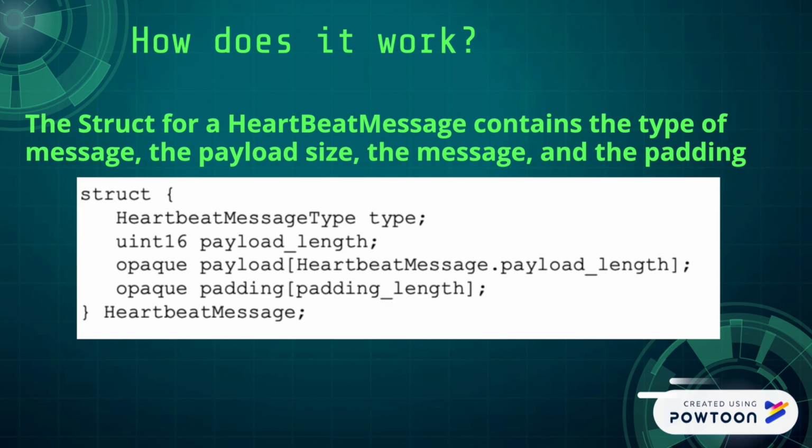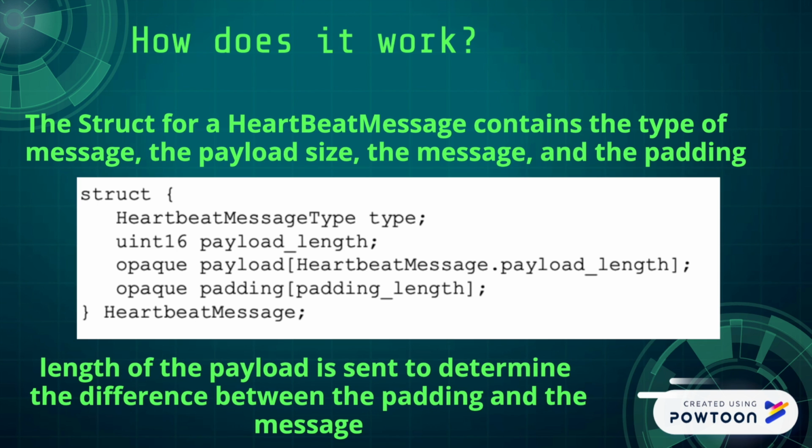Looking at the C struct that defines a heartbeat in the OpenSSL library, you can see that it contains the type of message, sending and receiving, the length of the payload or message, the padding that is added, and the message itself. The length of the message is sent with the request so that the computer can distinguish between the message and the padding. This means that even if you know the length of the payload, you might not know how long the entire request or padding is.